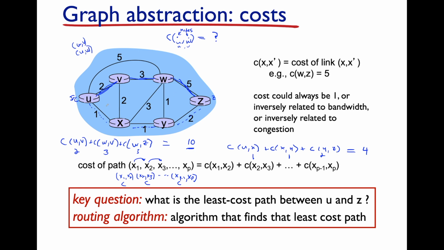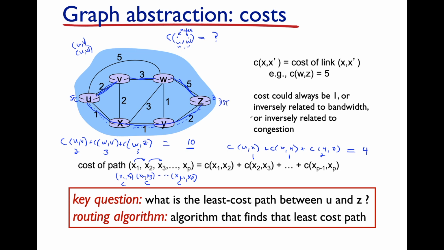Now, this path along the bottom, U to X, X to Y, Y to Z, that's the so-called least cost path. And so if you're going to make a routing decision and you want to push a datagram from U to Z, where U is the source and Z is the destination, well, the least cost path, an optimal route, therefore, to take is along this path, down along the bottom. So that's what a routing decision is.